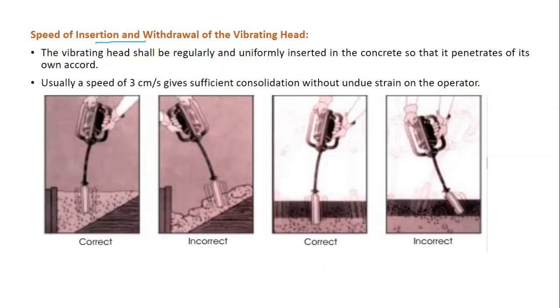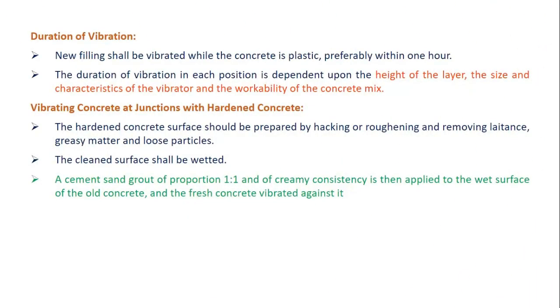The speed of insertion and withdrawal of the vibrating head. The speed at which you have to put this needle inside the concrete is 3 centimeter per second. This helps in reducing the strain that the operator is undergoing. And duration of vibration is dependent on height of layer, size, and characteristics of vibrator. What kind of vibrating mechanism are you using? What is the workability? What is the thickness and height of the layer? You have to decide on that.